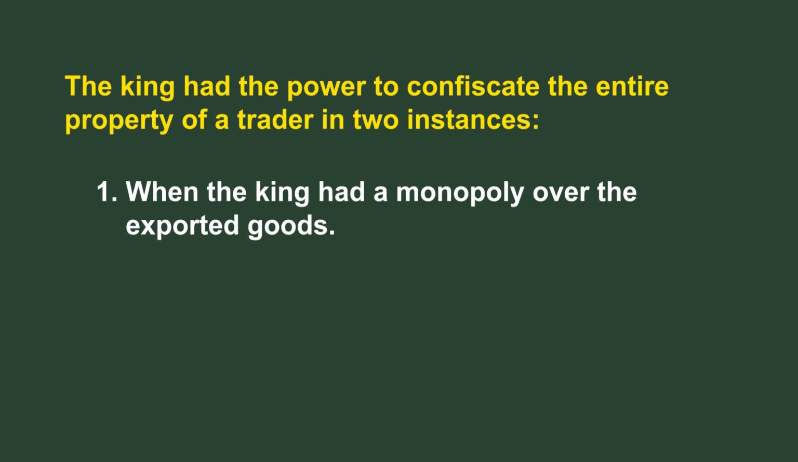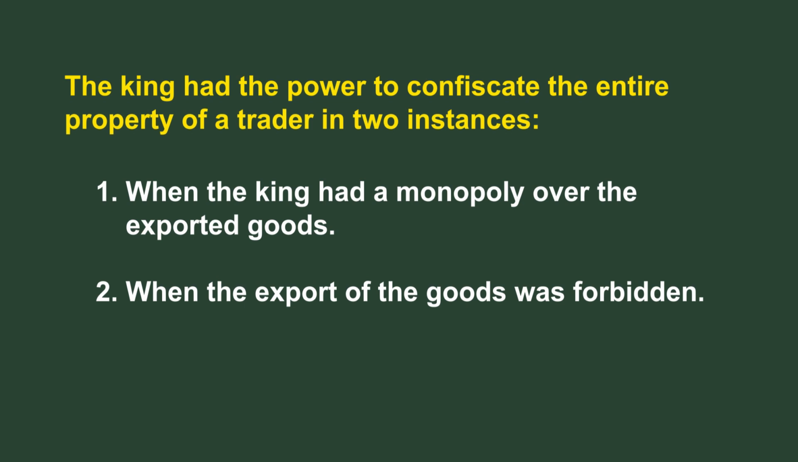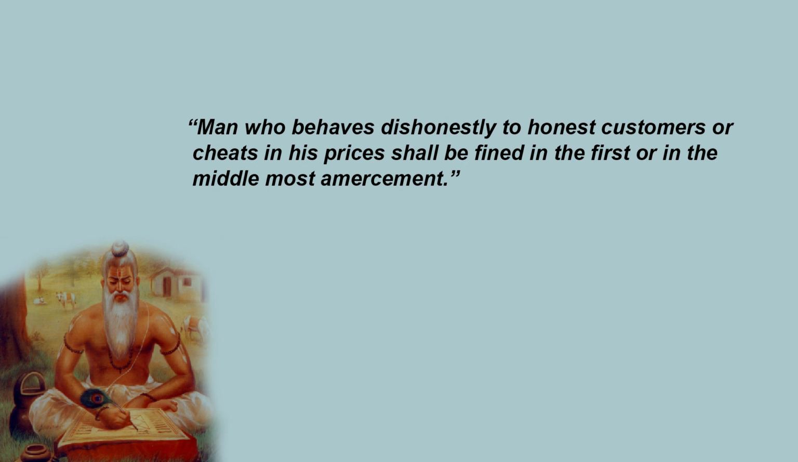During the ancient period, the king had the power to confiscate the entire property of a trader in two instances. One, when the king had a monopoly over the exported goods, and two, when the export of the goods was forbidden. There was also a mechanism to control prices and punish wrongdoers. The king fixed the rates for the purchase and sale of marketable goods. Manu said, "Man who behaves dishonestly to honest customers or cheats in his prices shall be fined in the first or in the middle most amercement."